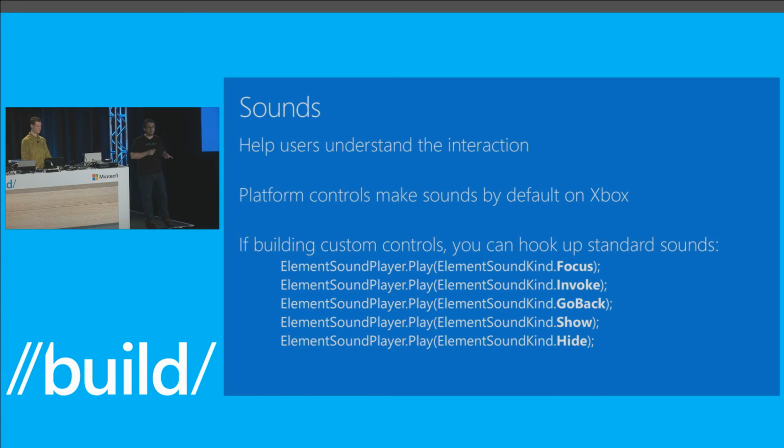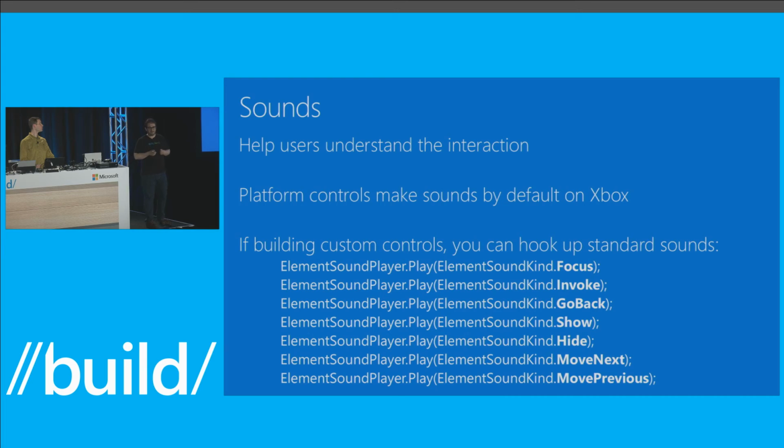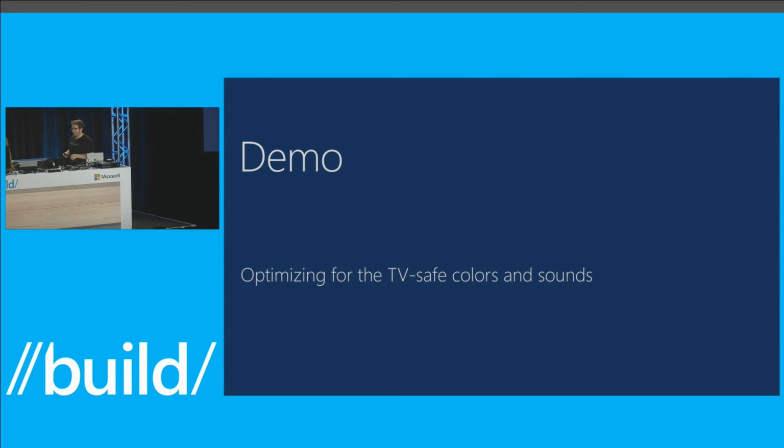And then there's move next and move previous. You might want to use these for things like a pivot. It will do this by default. But if you're having a flip view or some kind of a left and right swiping type of UI, here's move next. And here's move previous. All right. So all those sounds are in the platform, and you can just call them for your own custom controls. So let's see the final part of the demo.